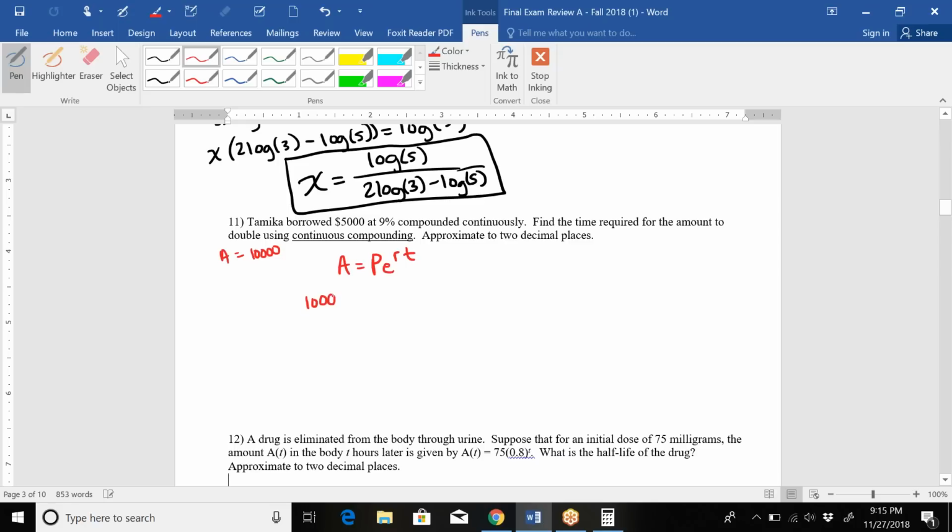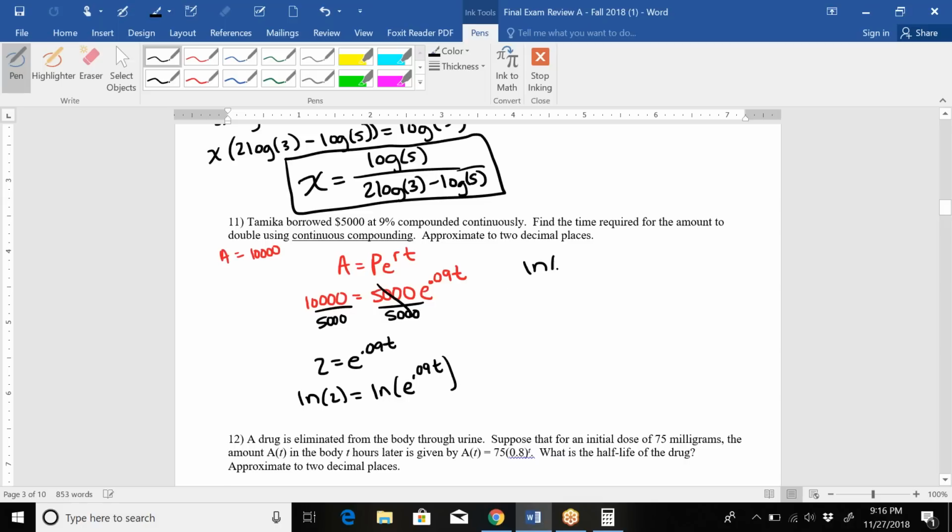So 10,000 equals 5,000, e to the 0.09t, and we don't know t. Anytime you don't know the exponent, you're probably going to have a good chance of a logarithm being involved. So we're going to first of all divide by 5,000 because you want to get the base that has that t by itself. So that gives me 2 equals e to the 0.09t. Now you can take the log of both sides here, and I would recommend it, except I would use ln because ln is the base that is e. So if we do ln of 2 on this side, we'll do ln of e to the 0.09t on the other side.